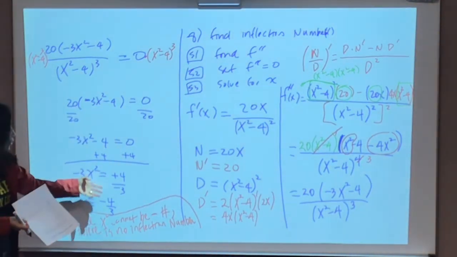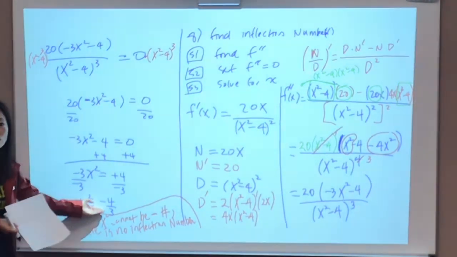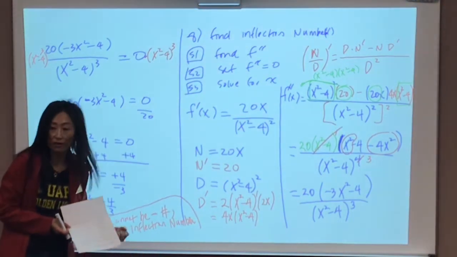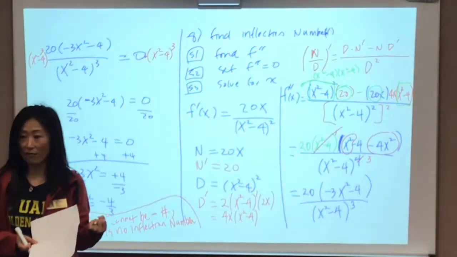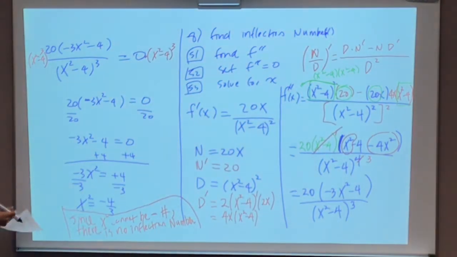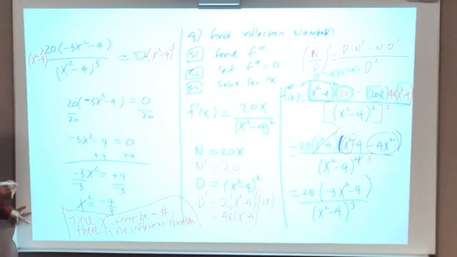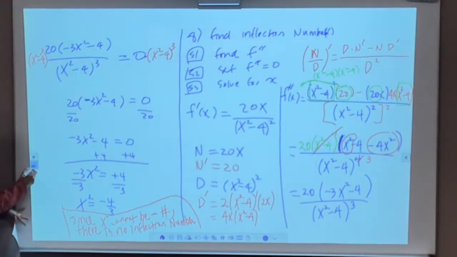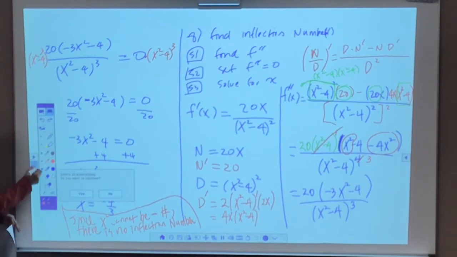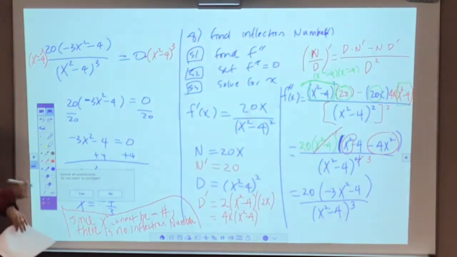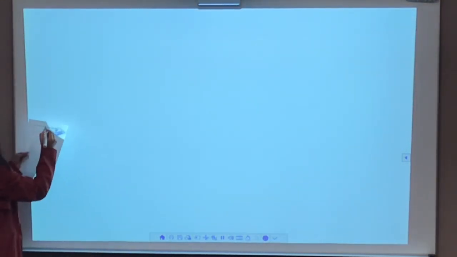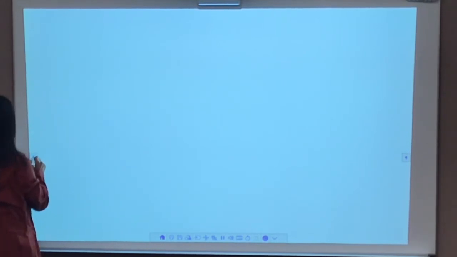You found your inflection number, what do you plug back into? Original function to get an inflection point. Is everybody with me? Are you following me? Okay. Now, can I erase now? Is everybody good? Okay. Is everybody following me right now? So your answer for, never mind, it would be a coordinate, right? Right.